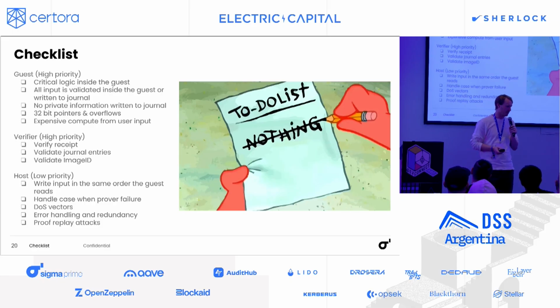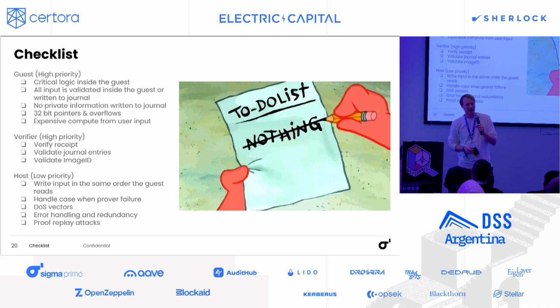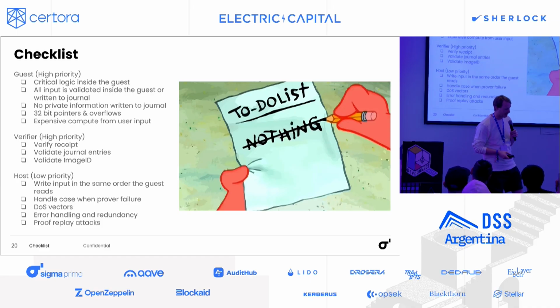All right, this is your checklist. This has pretty much everything you need to know to review a RISC-0 application. Start out at the top: critical logic, all inside the guest code. We've covered this. All inputs validated inside the guest code or written to the journal. No private information written to the journal. Don't want to leak secrets.